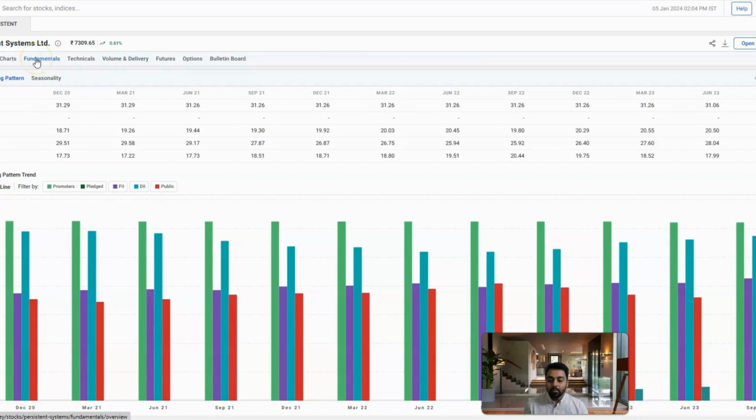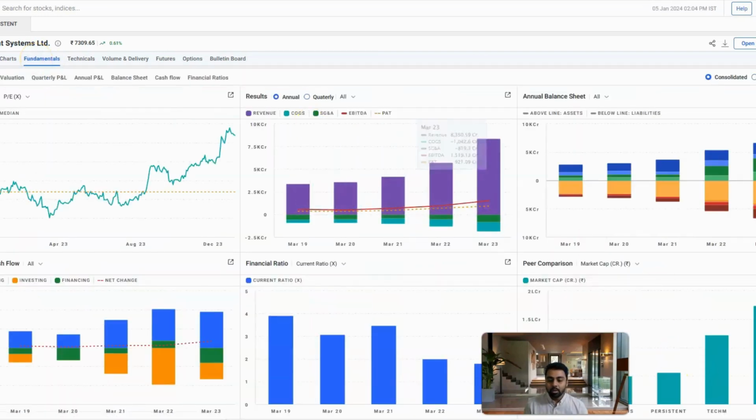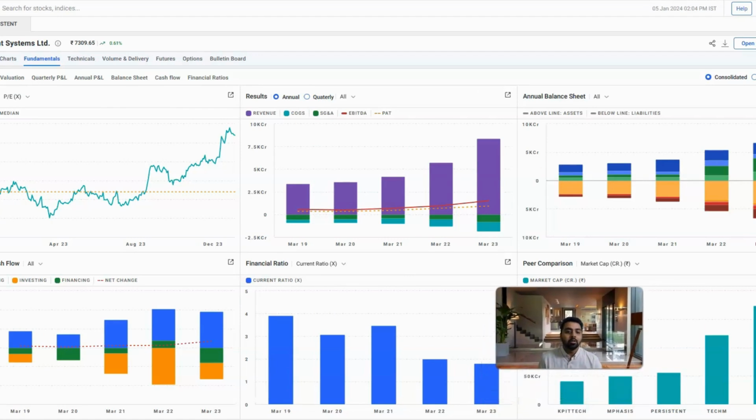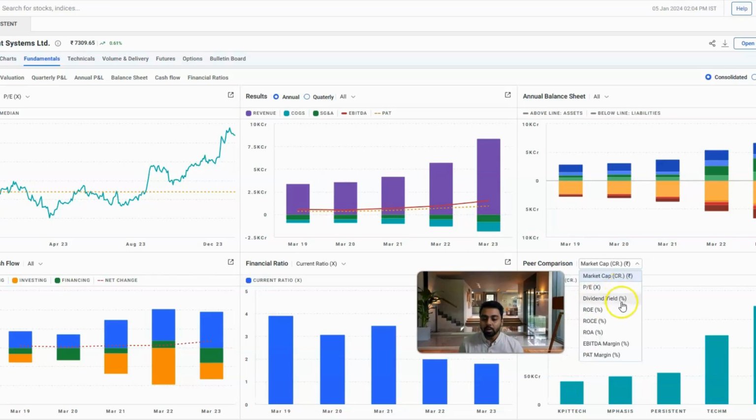The other point is that I go to the fundamental page. Over here you get a summary of the entire fundamentals. On the left you see valuation, then you see the results, annual and quarterly, and you can see the balance sheet. Typically if you see an expanding pattern or a megaphone, it means that the company is increasing its balance sheet, and that is a good sign that the company is growing. Then you can also have a look at the cash flow, the important financial ratios, and do a peer comparison on a few of the important parameters.